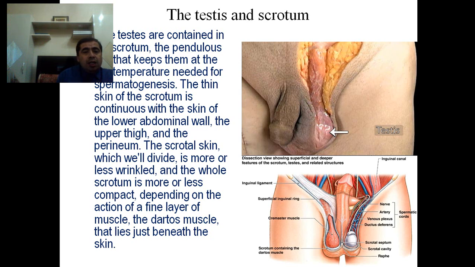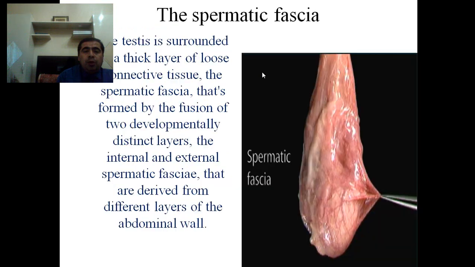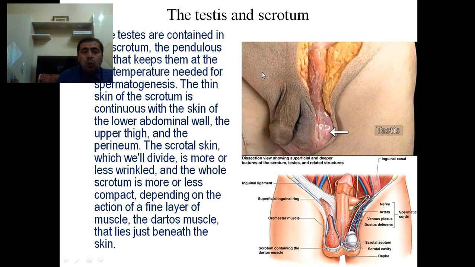The thin skin of the scrotum is continuous with the skin of the lower abdominal wall, the upper thigh, and the perineum. The scrotal skin is more or less wrinkled, and the scrotal wall is more or less compact, depending on the action of a fine layer of muscle. It is the dartos muscle that lies just beneath the skin.